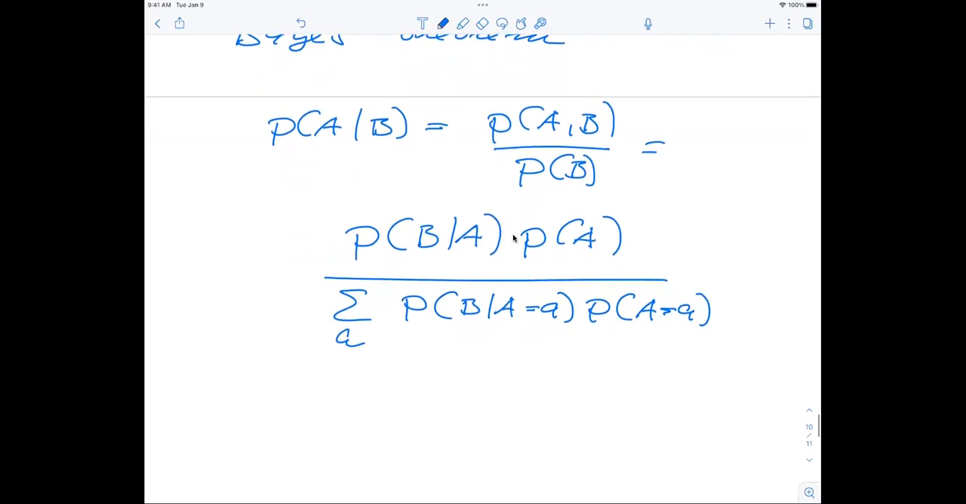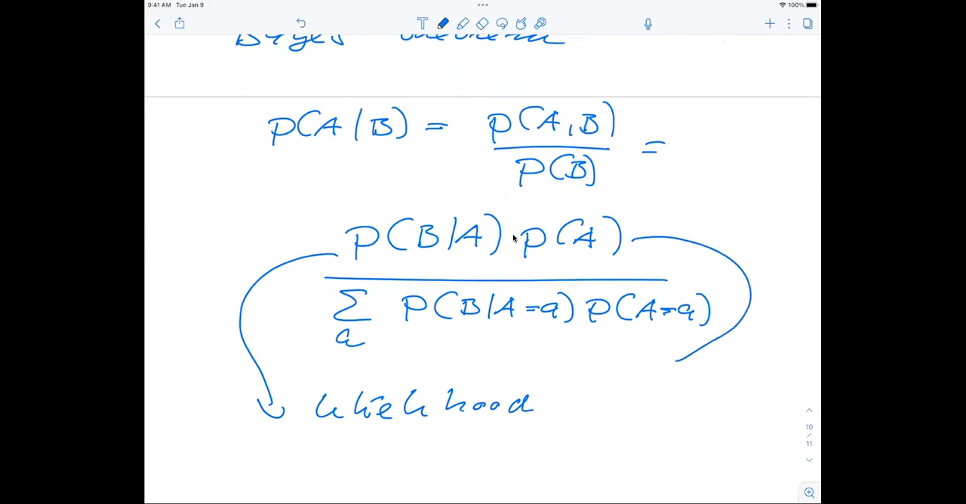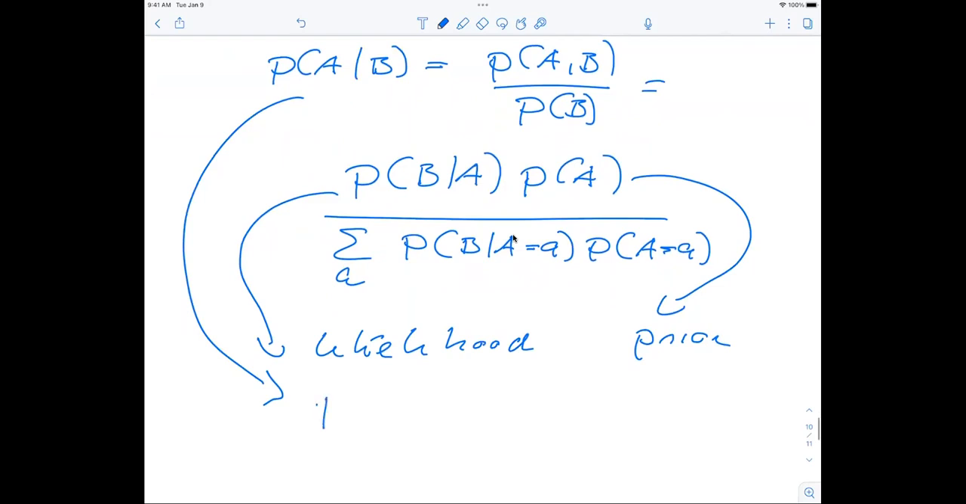The quantity you see here normally has a name in the literature. This is called a likelihood function, and it doesn't need to be normalized. This is called a prior, or what you might call your bias about the system. And the final one, which you have here, is called the posterior probability.